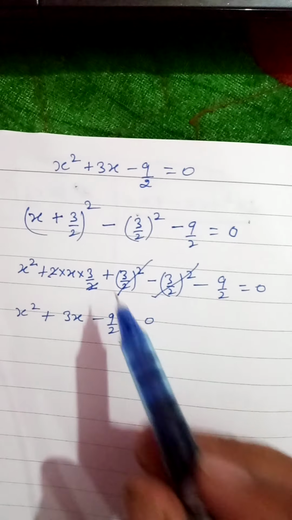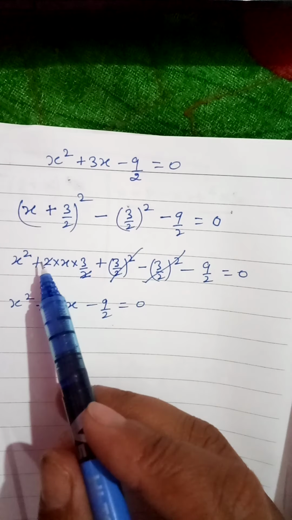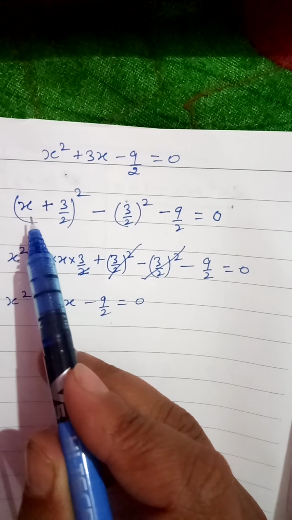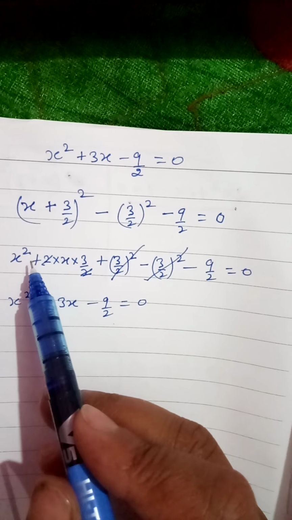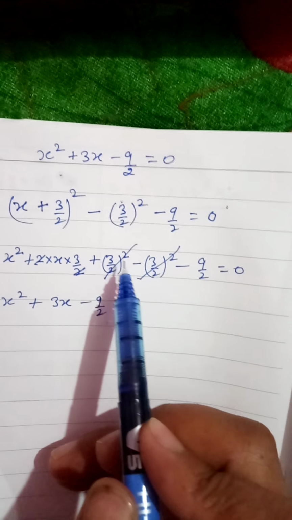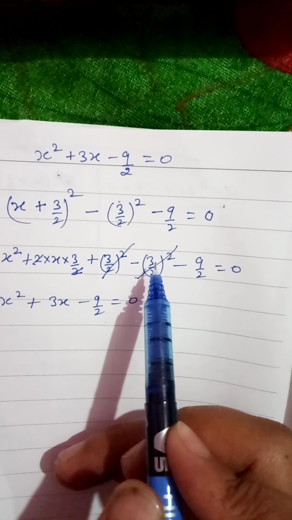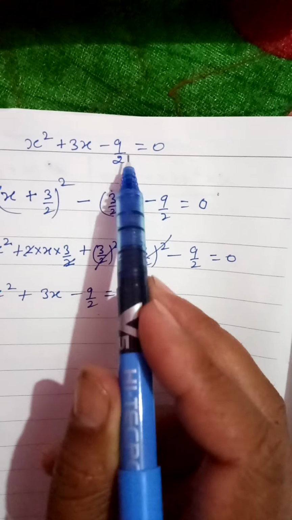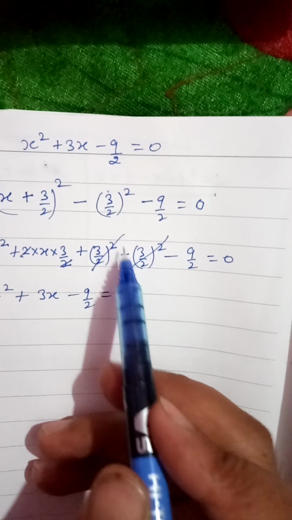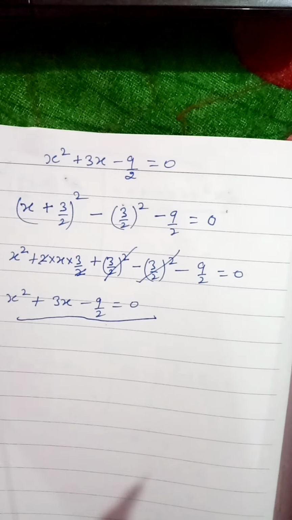Okay, let me explain why I wrote (3 by 2) whole square extra. If you simplify this equation by opening the bracket, (a plus b) whole square is a square plus 2ab plus b square. So I will get this (3 by 2) whole square extra. So to keep the original equation unchanged, we always have to subtract b square so that it can be cancelled out and we will get the original equation, right?